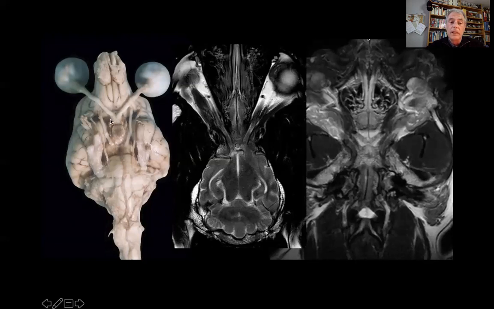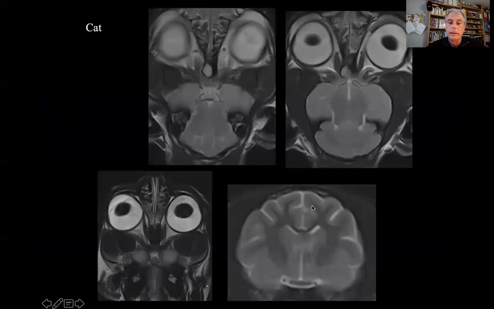And then this is the optic chiasm, just rostral to the hypophysis. So lesions of the hypophysis may affect the optic chiasm. On an MRI, you see the optic nerves here and the optic chiasm located here. In a cat as well, you see an optic nerve there. And here you see the optic chiasm, just rostral to the hypophysis.